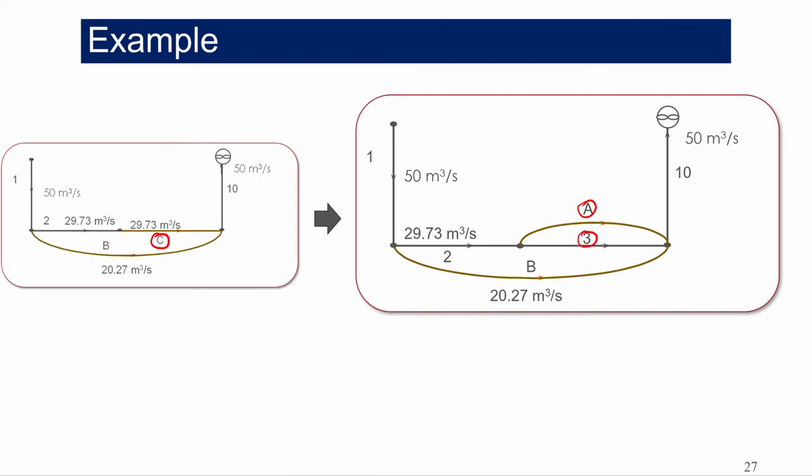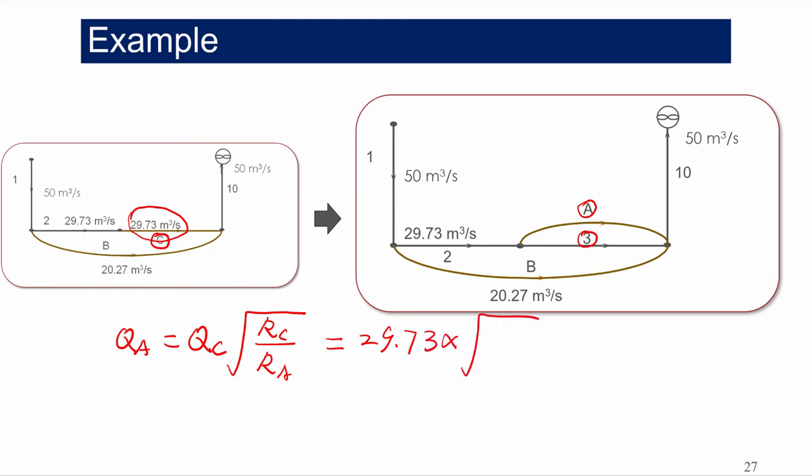They are in parallel. Therefore, the air quantity in them can be calculated by the quantity divider rule. QA equals QC. QC is here, that's the total airflow quantity into airway A and airway 3. So QA equals QC times the square root of RC divided by RA, equals 29.73 times the square root of 0.044 divided by 0.39, equals 9.99 cubic meters per second.